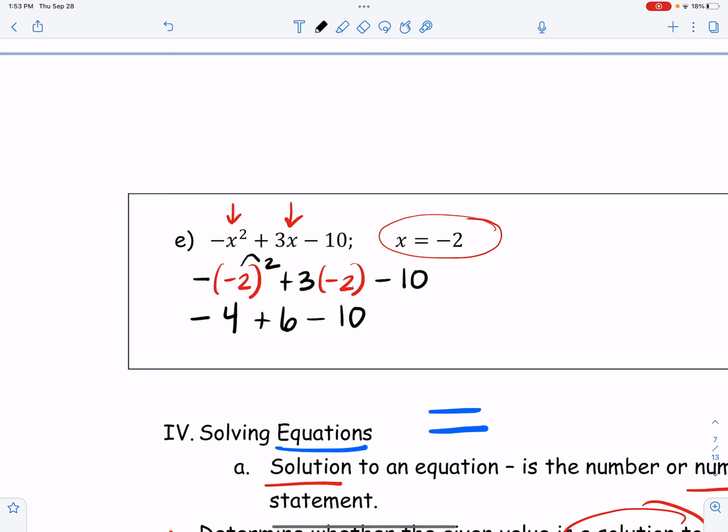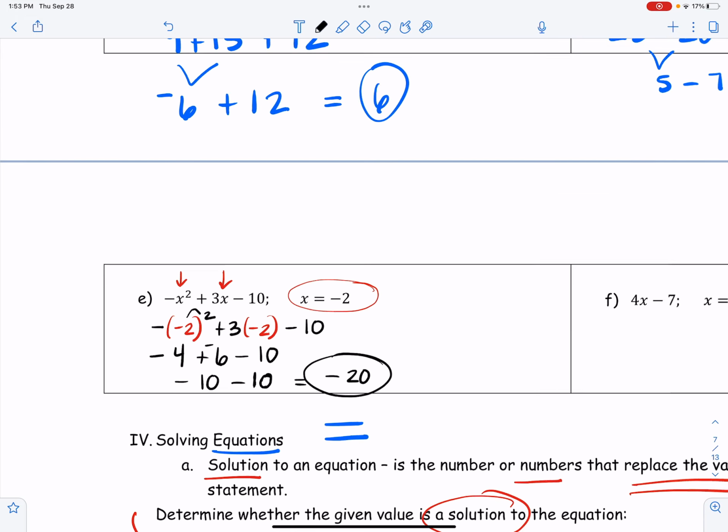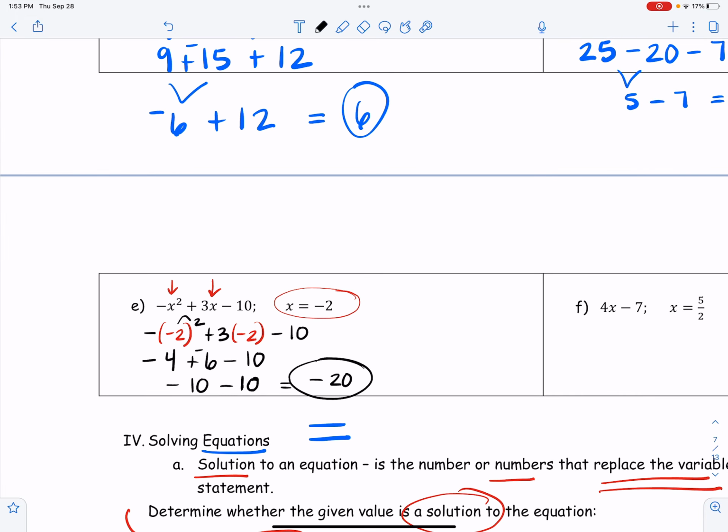So this first part here, we're looking at -4 plus -6, or -4 minus 6. Either way, that's going to be -10. And then -10 minus 10, or plus a negative, and this will evaluate to -20. So use parentheses when you're plugging in, especially when there's a negative.